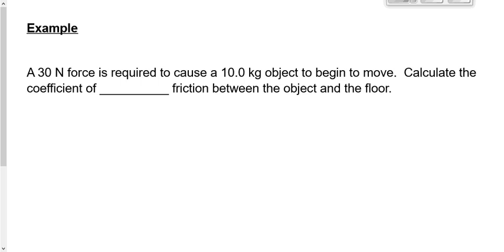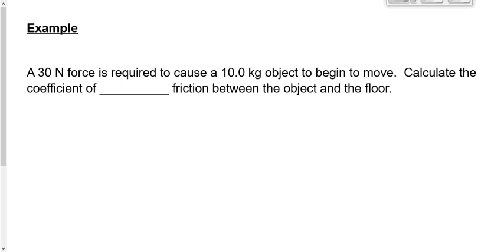We have a few friction examples that we want to do with you today, starting off with one that you should be pretty familiar with, one that we've worked on a few times over the last couple of days. This one says a 30 Newton force is required to cause a 10 kilogram object to begin to move. Calculate the coefficient of blank friction between the object and the floor.